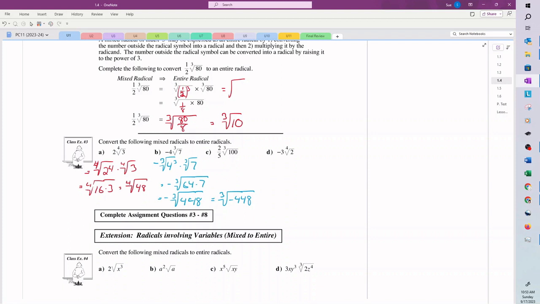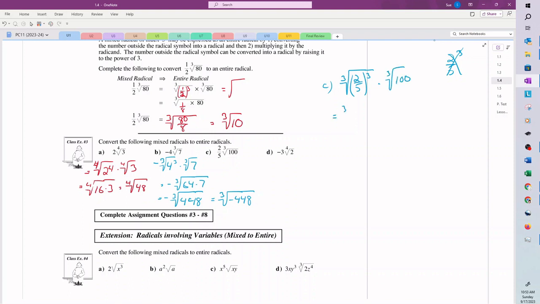I'm going to do C over at the side here because I took up too much room there. This one's got fractions in it, so it takes up more space. This is 2/5 times the cube root of 100. To put that as an entire radical, we now want the cube root of 2/5 cubed. Do make sure that you put brackets around your fraction, because if you just write it as 2/5 cubed, you're only cubing the 2, and that's wrong. You have to cube both parts of it. And then that's times the cube root of 100.